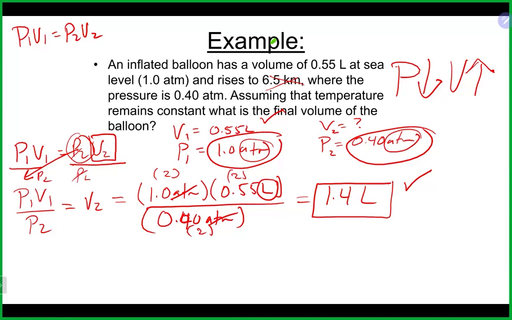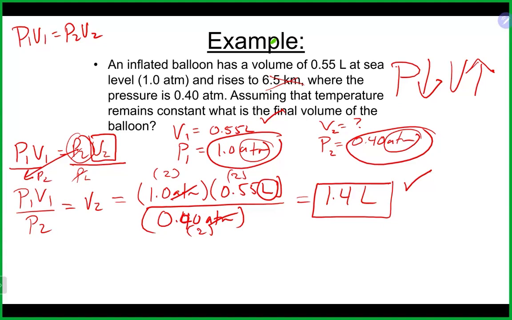What I was saying is it doesn't matter which ones you call the 1s and the 2s, as long as you keep the information that goes together. For example, I called 0.55 liters and 1 atmosphere P1 and V1. I could have called that P2 and V2. It wouldn't matter. But you do have to keep whatever information goes together, together.